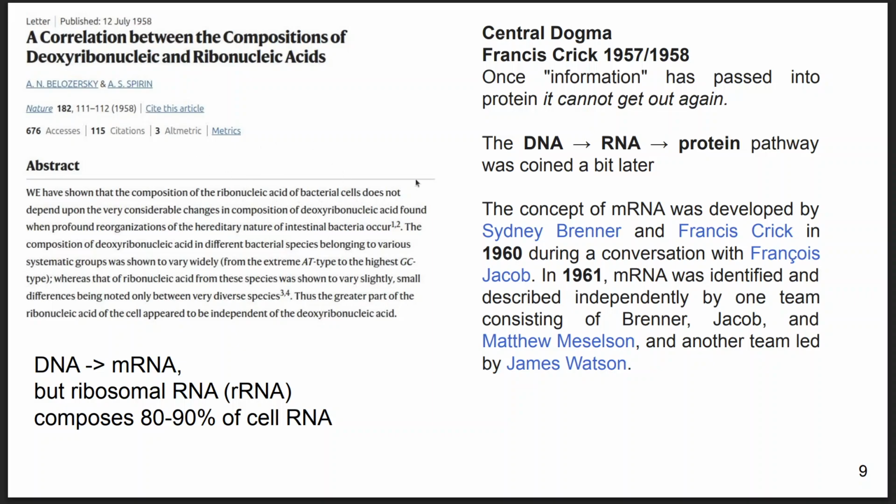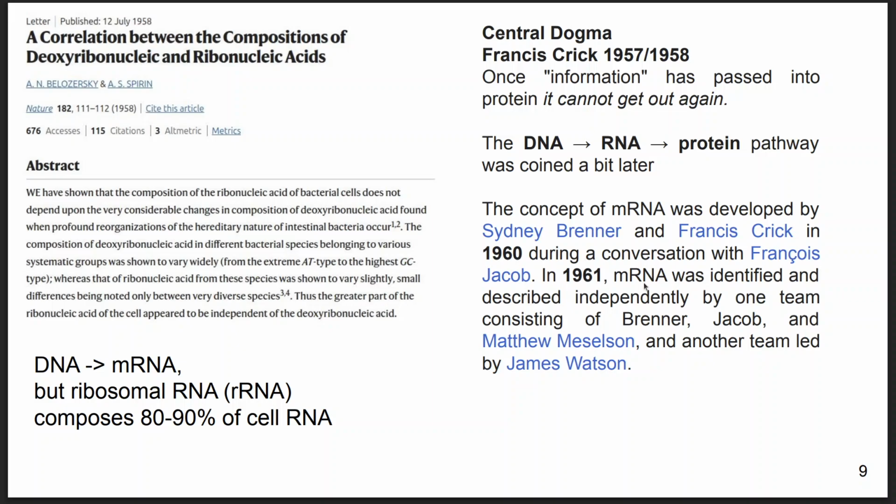Originally, the central dogma was coined by Francis Crick in 1957 or 58. It was a statement that information flow doesn't go back from proteins to DNA. And actually the path as we know it now, from DNA to RNA and RNA to protein, was coined by Francis Crick, sorry, in 1960.